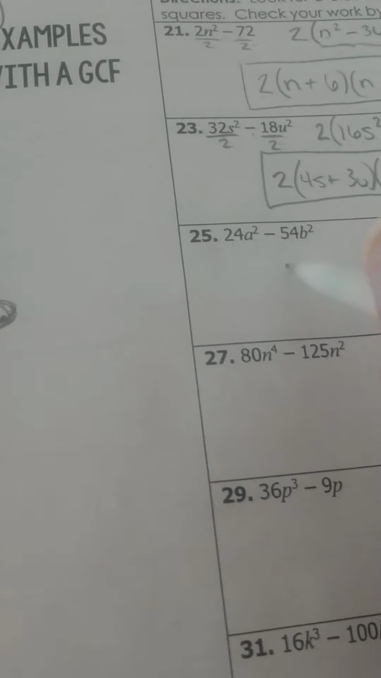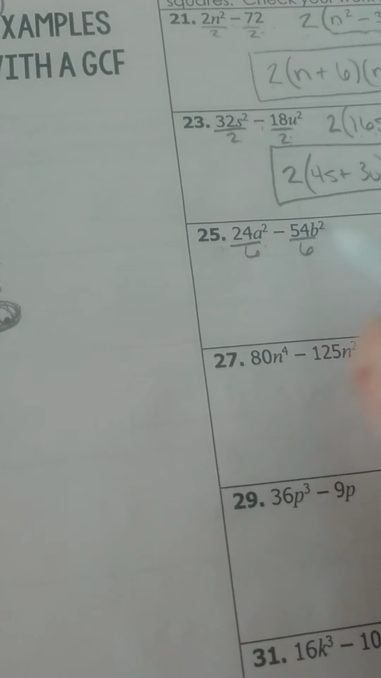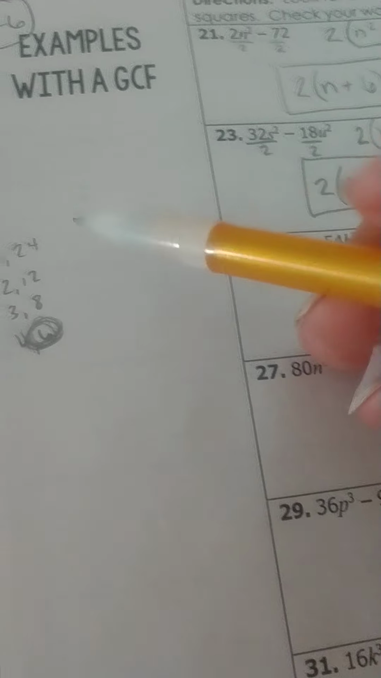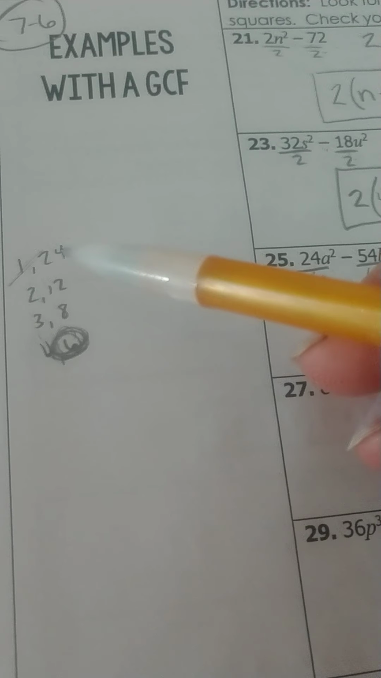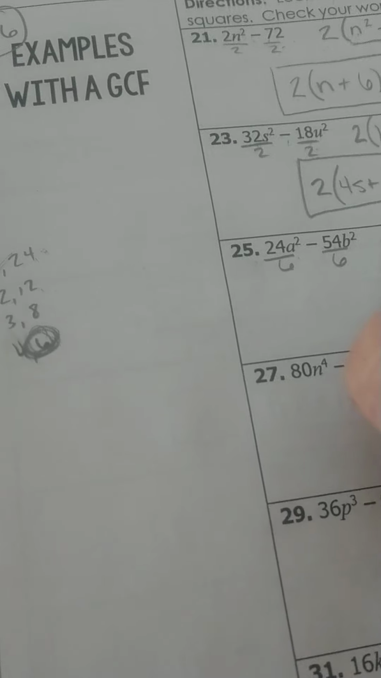Moving on. Now that I've got my wits back about me, 6 goes in. So we're going to divide both of these by 6. And I think with your greatest common factor, I had you start on this side instead. So we went 24, 12, 8, 6, down that way. Pretty sure we did it that way.